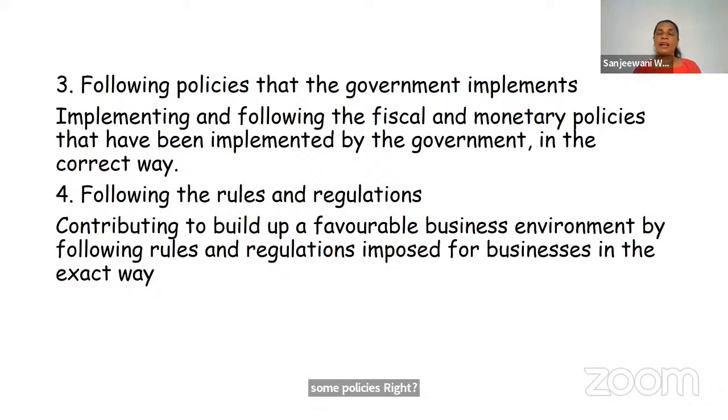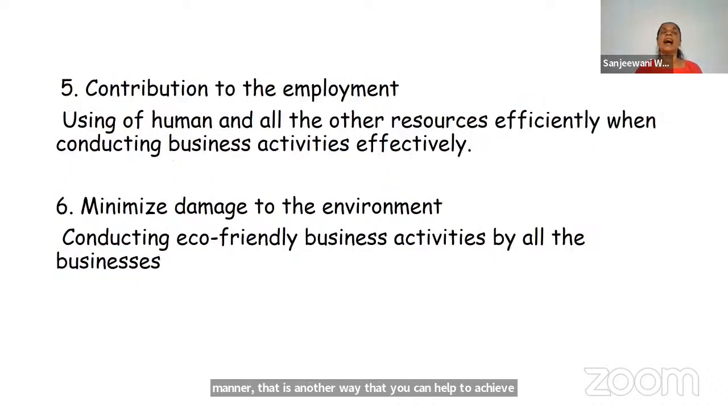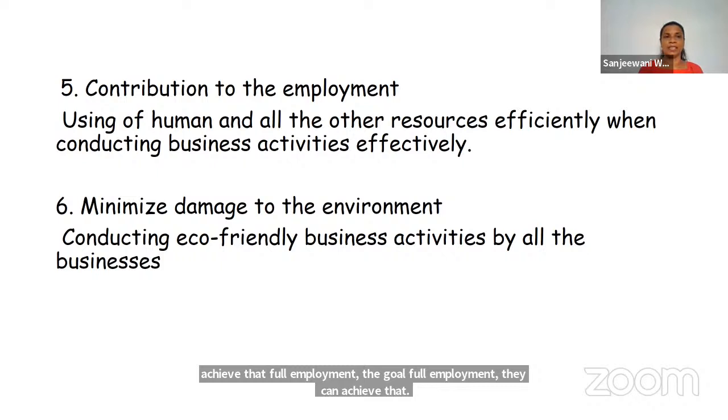So if you can follow these policies in a proper manner, that is another way you can help to achieve those economic goals, right? Then the other way is you can provide some jobs in your organization. So you can contribute to employment, right? If you provide jobs, the government can achieve the goal of full employment.